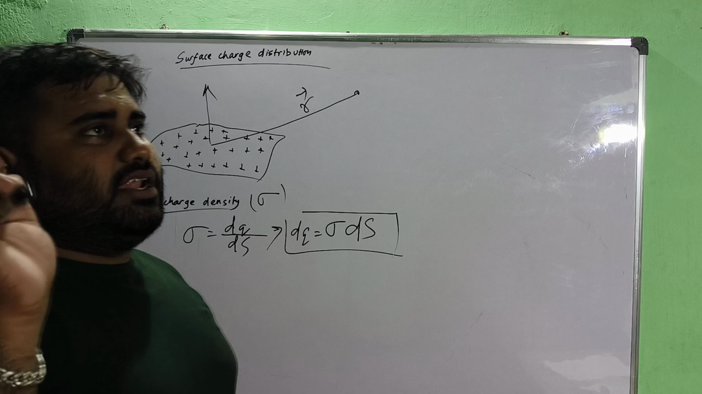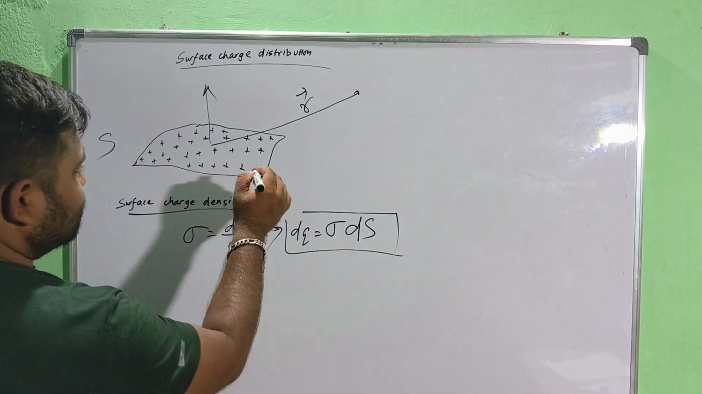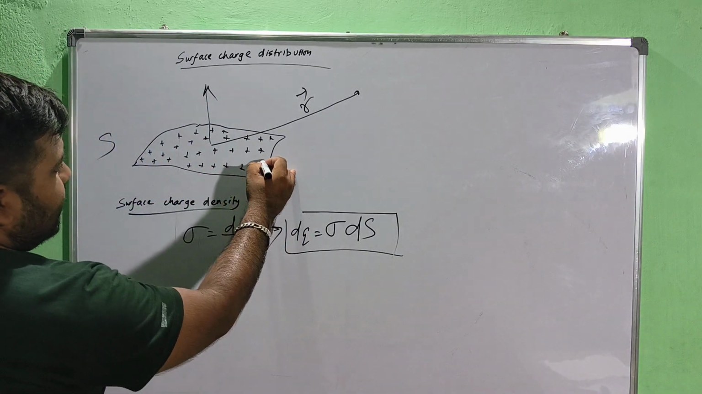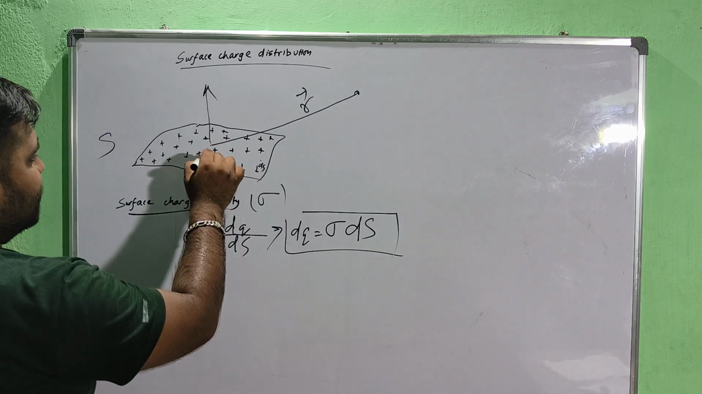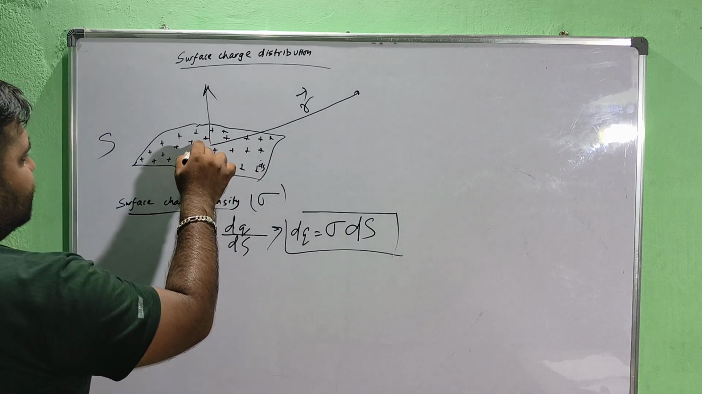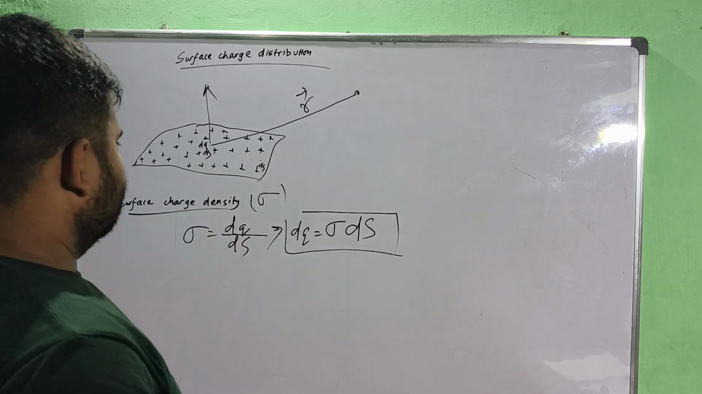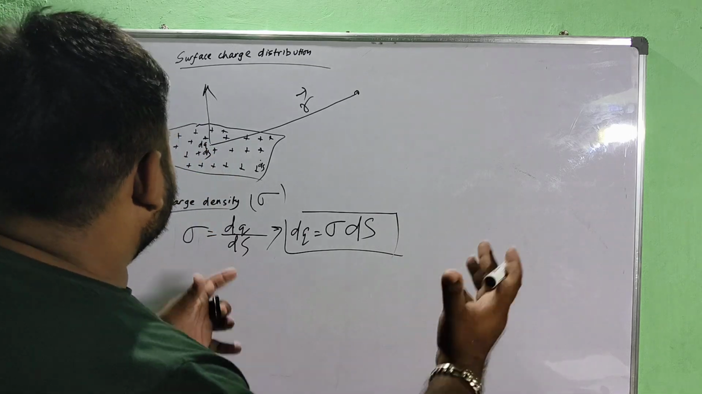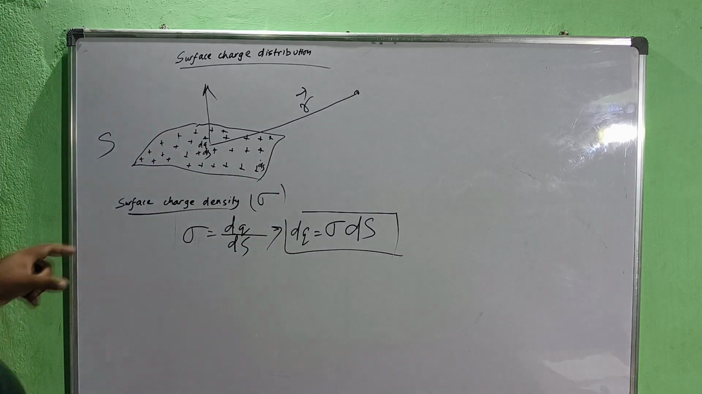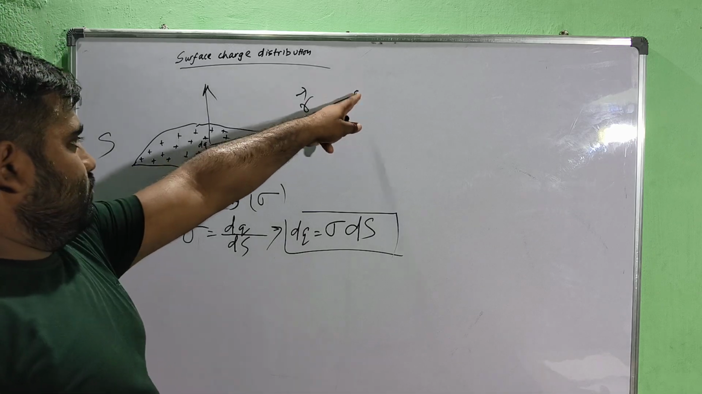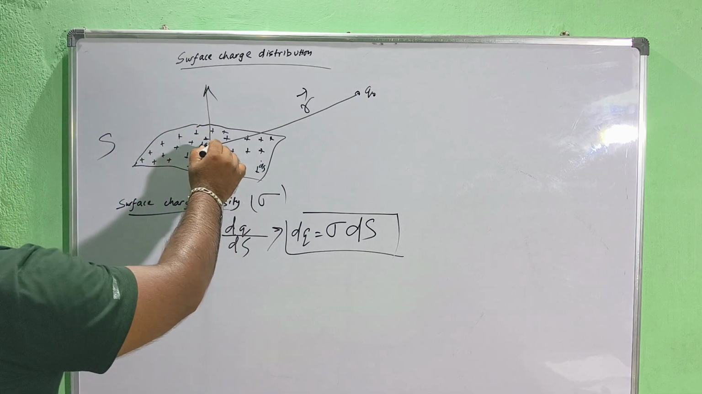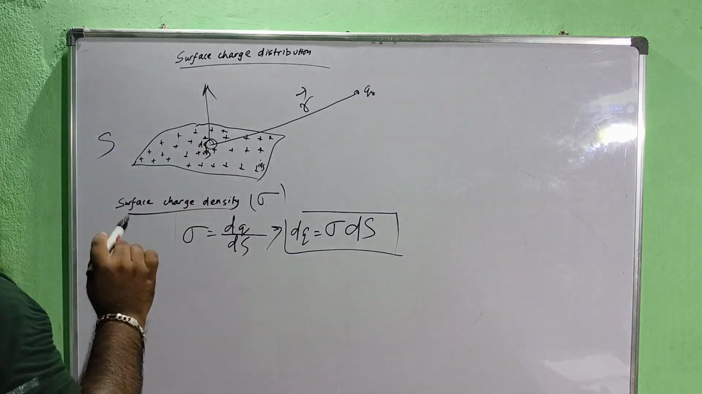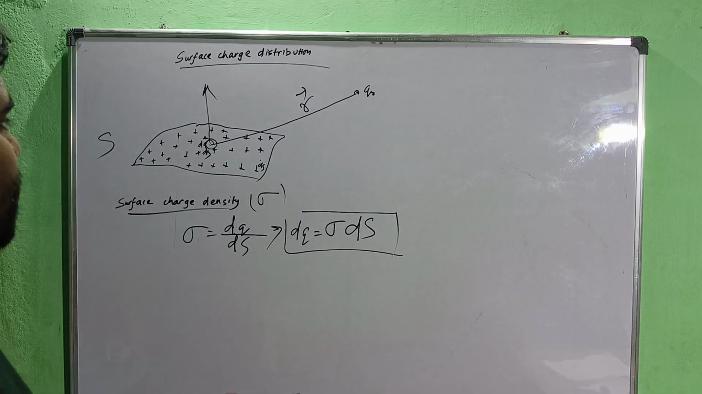And ds is that infinitesimal area, like in this case the value is ds, and the charge on it is dq. Very small charges, very small areas. So we are going to calculate the force on that point charge Q naught due to this small element.